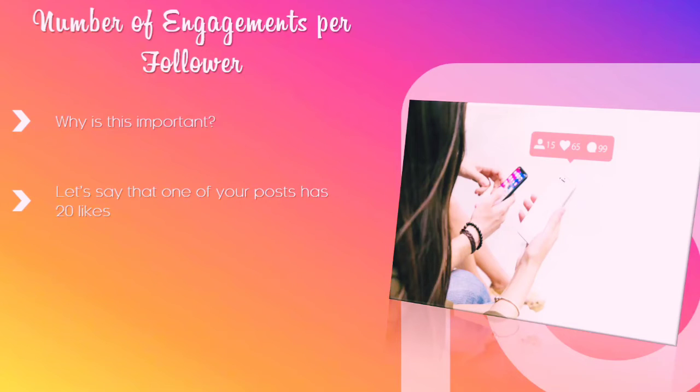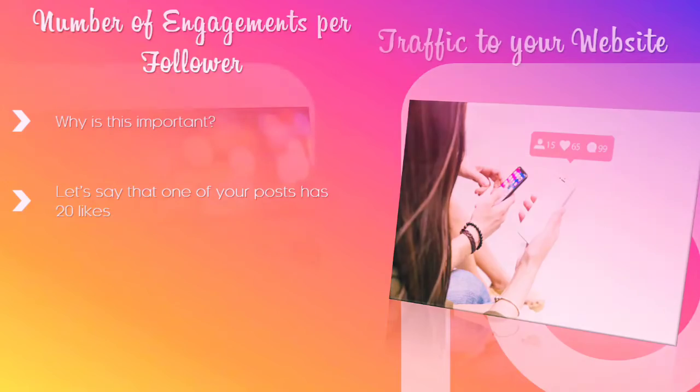Let's say that one of your posts has 20 likes. If you have 20,000 followers, then this is not very impressive, as it only gives an engagement rate of 1%. We recommend that you calculate your follower engagement rate on a weekly or monthly basis. Don't try to do this every day, as you will not get accurate data over the long term.